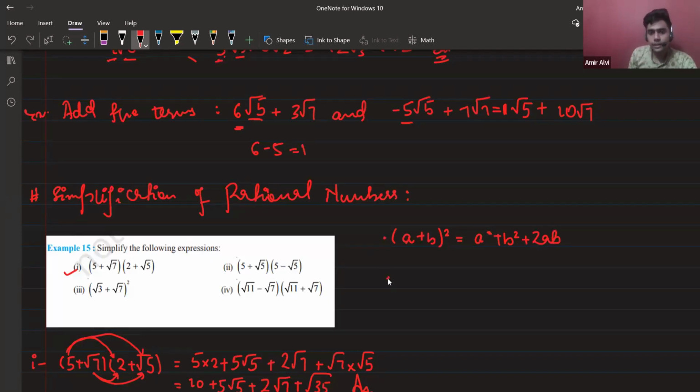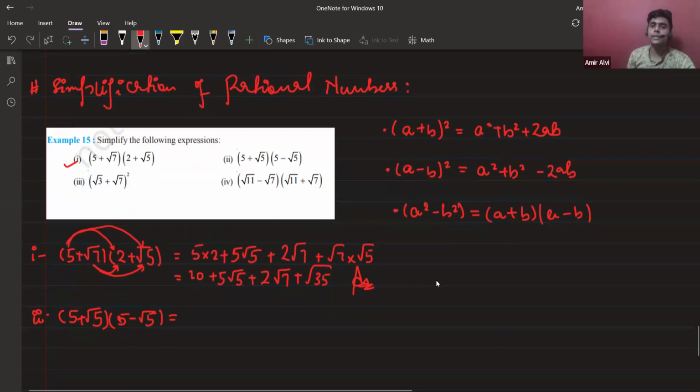This one is the first identity. This one is the second identity. Yes or no, Simrat? Yes. Okay, these three identities. Now, Simrat, tell me which one of the identities is applicable on this form?